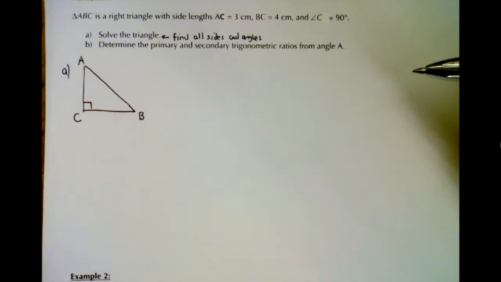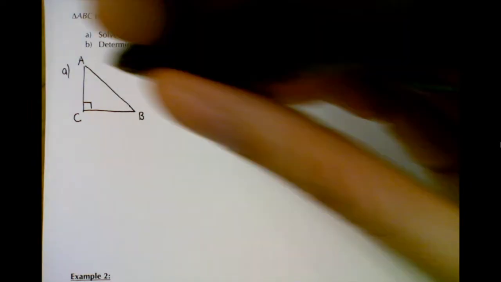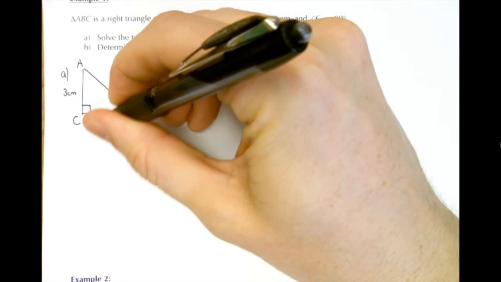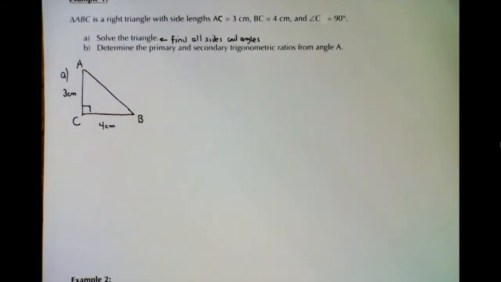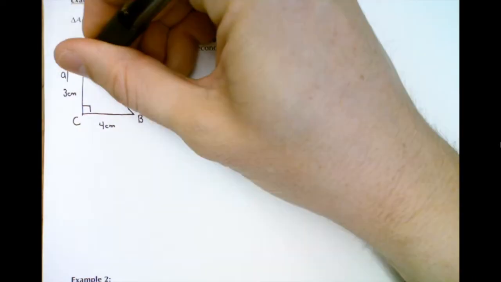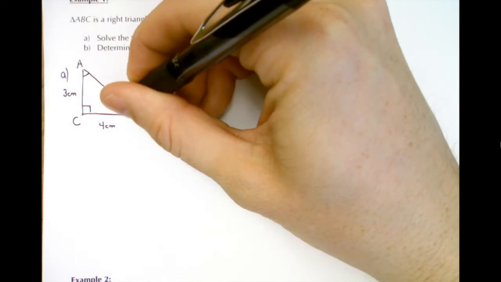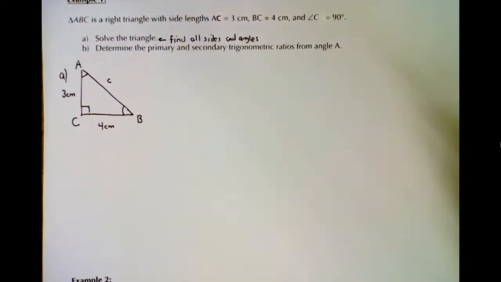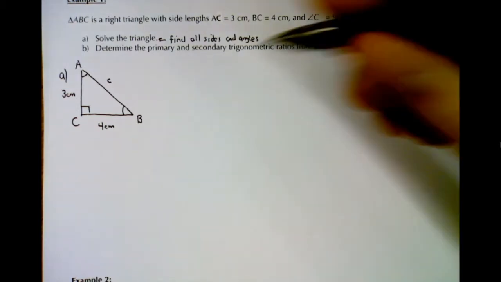And now that we've got triangle ABC, we can label the sides. AC is 3 centimeters. BC is 4 centimeters. We don't know AB. All right, let's get started. We want to find angle A, angle B, and side C. Well, since we have 2 sides, we can use Pythagorean theorem to find side C. So let's start with that.